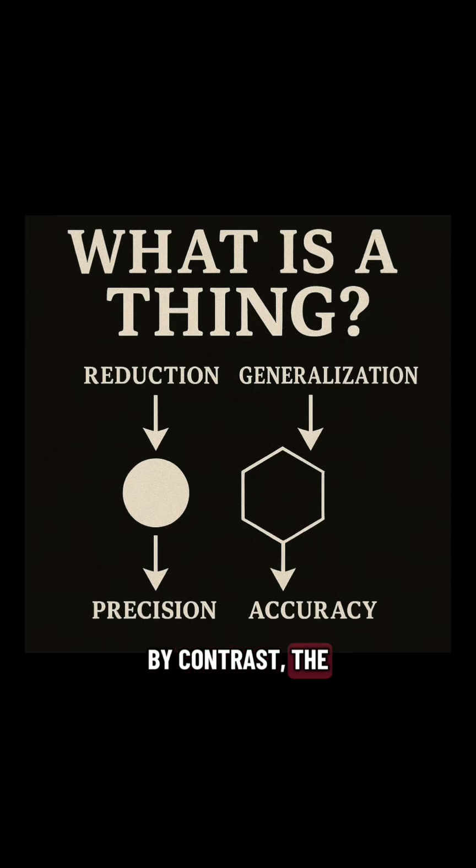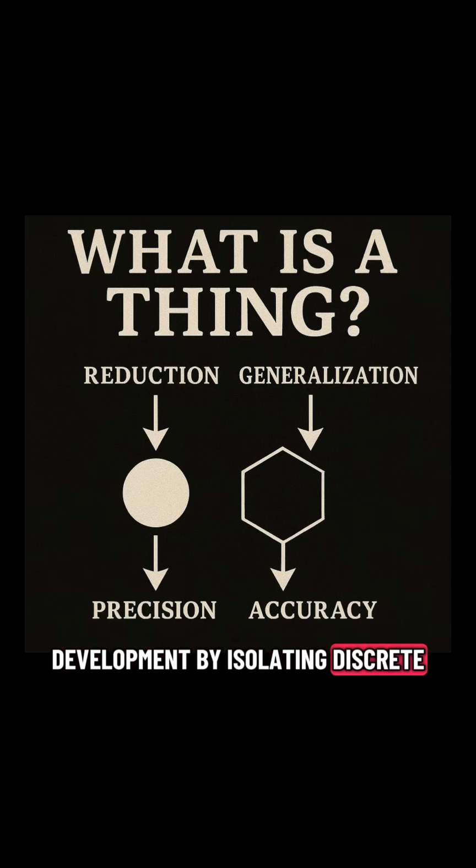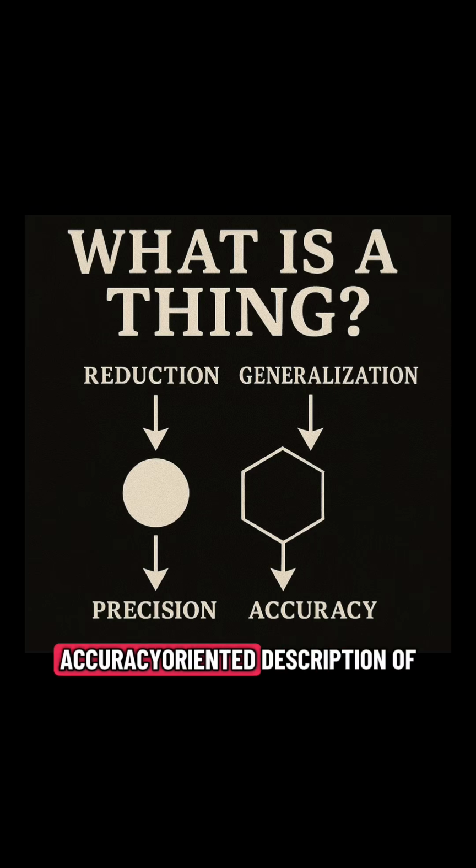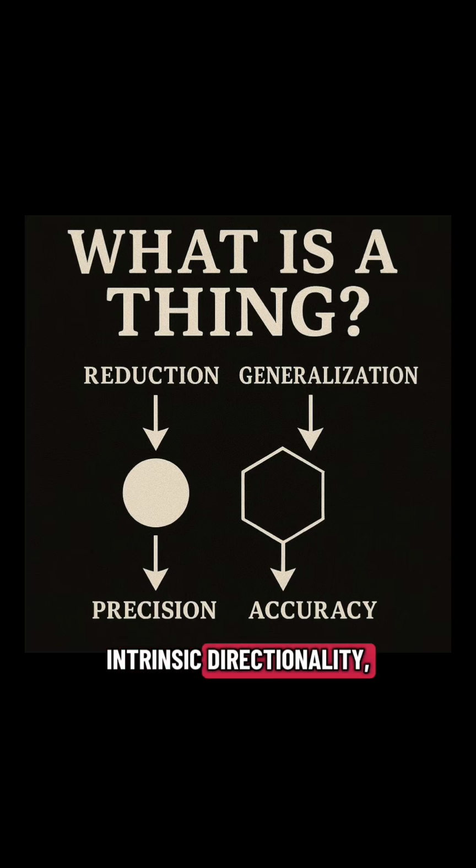By contrast, the reductive, precision-driven approach tries to explain development by isolating discrete causal components, genes, signals, structures, but this very precision can fail to capture the emergent, organism-level unity the pro-life view is pointing to. The clash, then, is between an accuracy-oriented description of the whole, a developing organism with its own intrinsic directionality, and a precision-oriented attempt to reduce that whole to parts, where the precision sometimes breaks the phenomenon apart so finely that the organismal unity disappears.